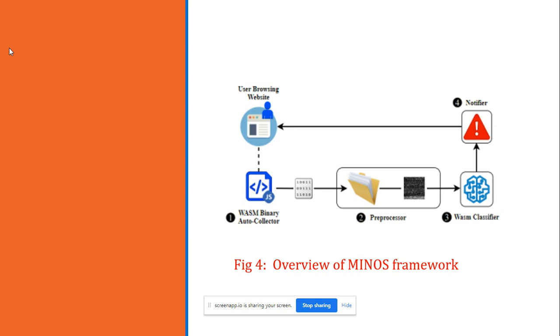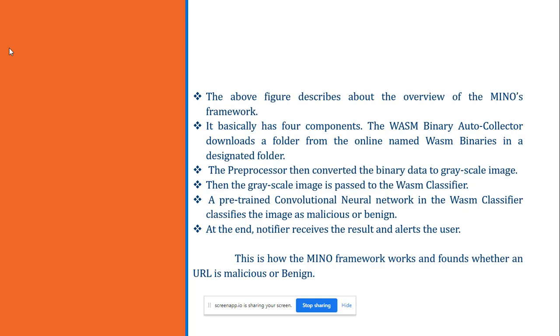Here is an overview of the Minus framework. Here the user is browsing the website, and the URL of the website is passed to the VASP binary autocollector. The VASP binary autocollector passes it to the preprocessor technique, and it forms the grayscale value. The grayscale value is passed to the VASP classifier, and the classifier classifies whether the data is cryptojacked or not. Then it notifies the notifiers, and the notifiers send back the request to the user browsing the website. Here is the explanation of the diagram given.